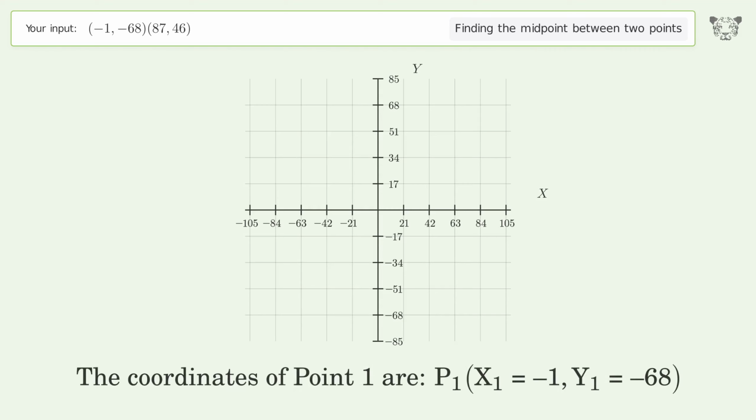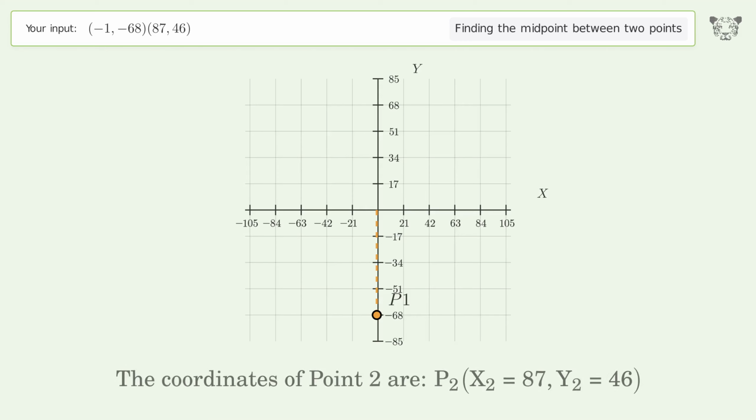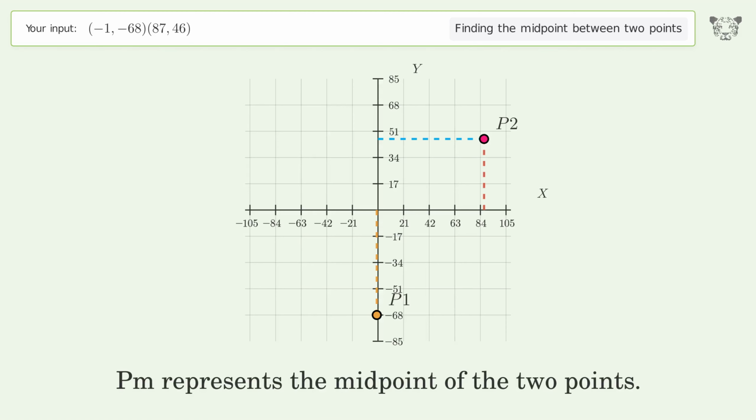The coordinates of point 1 are x1 equals -1, y1 equals -68. The coordinates of point 2 are x2 equals 87, y2 equals 46. PM represents the midpoint of the 2 points.